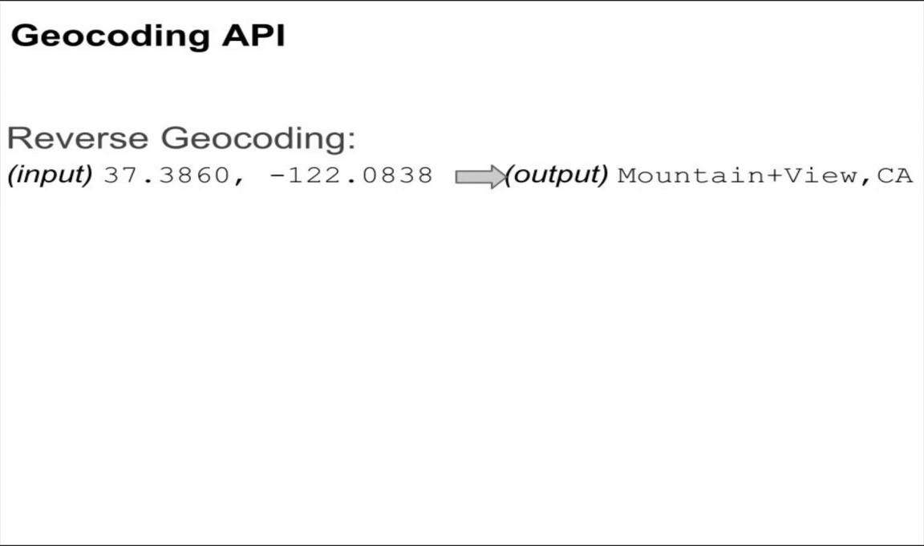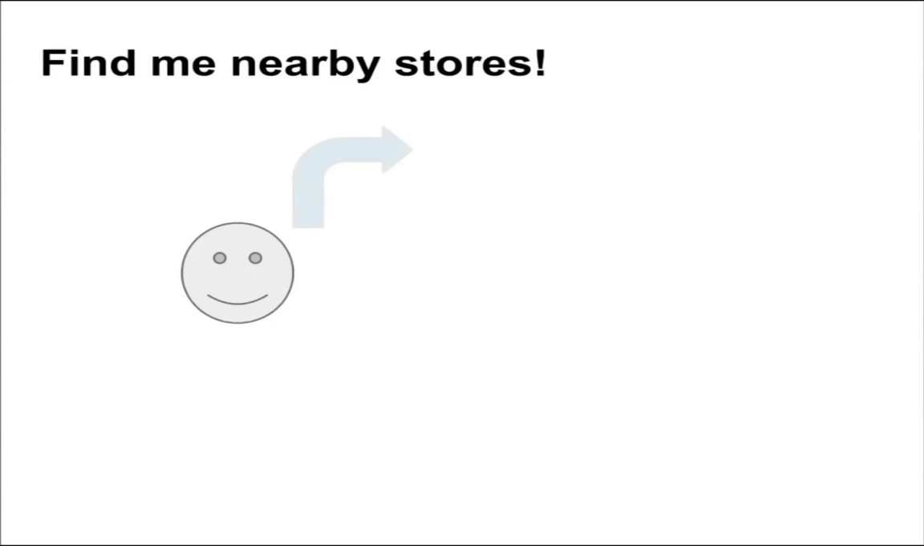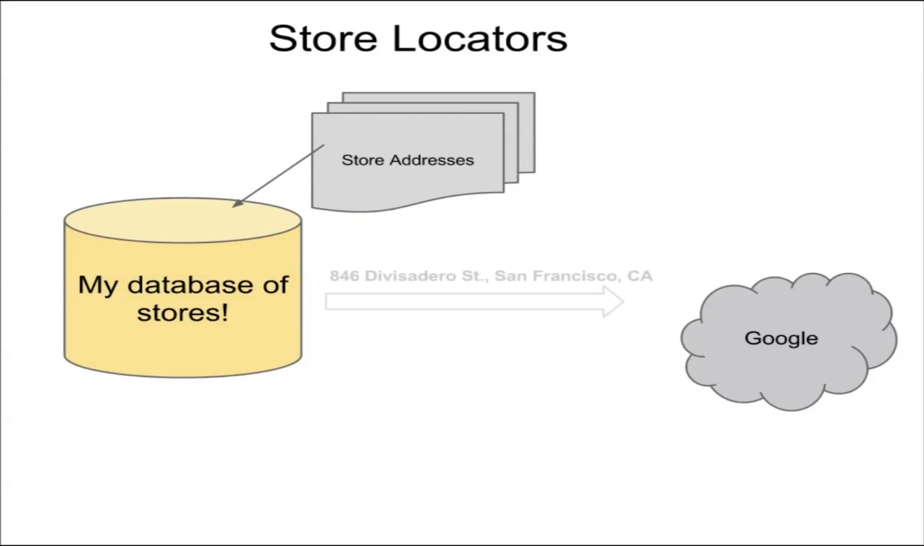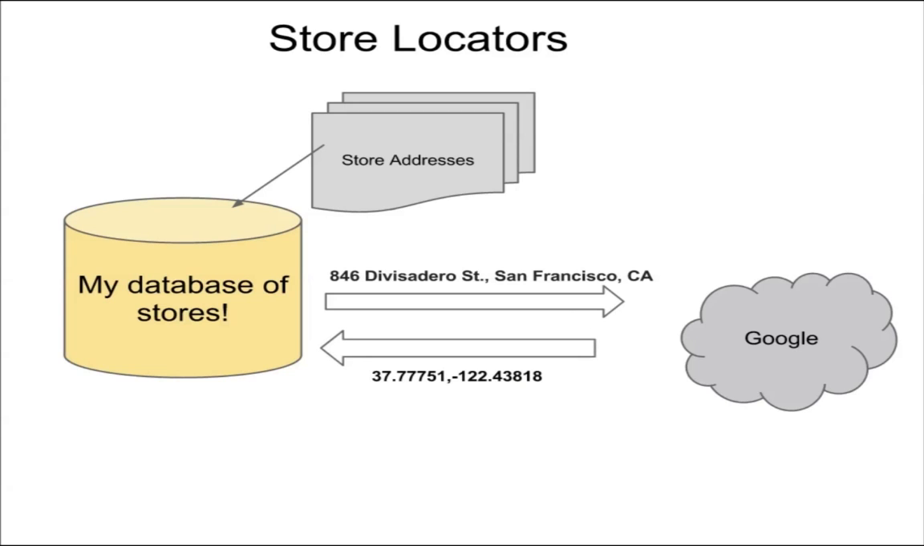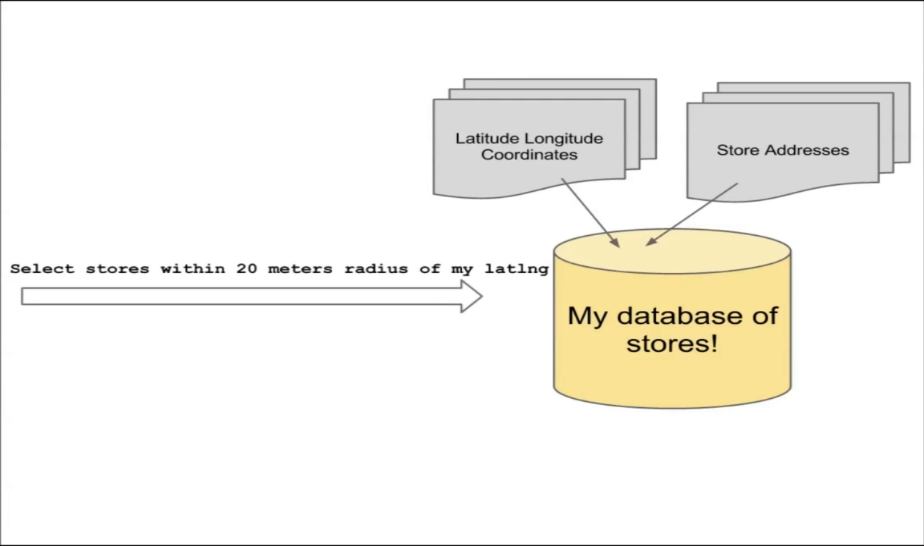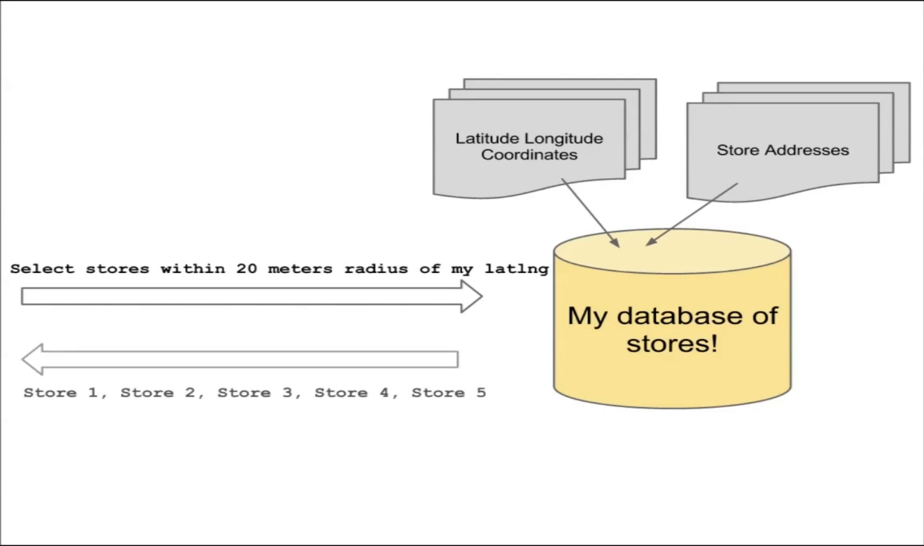So what are the common applications for this? Let's say you're building an application that takes a user's location and then returns a list of stores that are nearby. Well, you may have a large database of store addresses that you need to find the location for. You can send these addresses to Google and we'll return the lat longs for those addresses. Once you have these lat longs in your database, you can issue spatial queries against your database and return stores that are within a certain radius of a user's location. This is the backbone functionality of your typical store locator application.